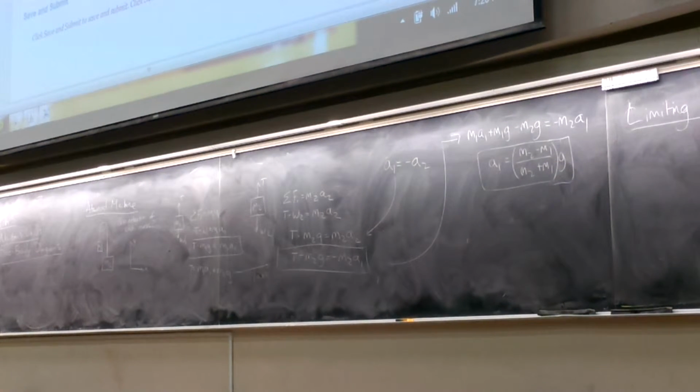So pretty much if you take the limit as m2 goes to infinity and m1 goes to 0, it'd be g. Yeah. And you don't even have to take m1 to 0. M1 is fine as long as m2 goes to infinity.